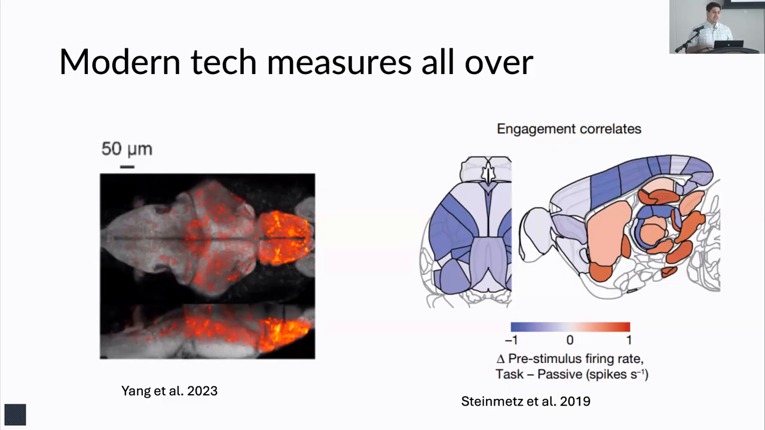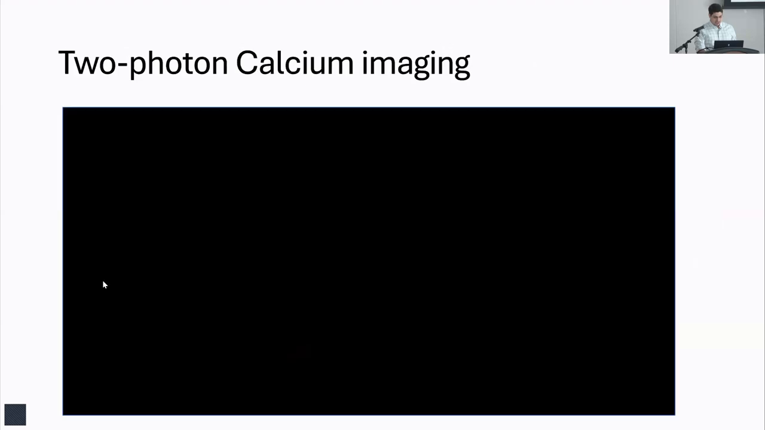And so the ability to see more is going to change how we think about neural computation and how the brain performs tasks.